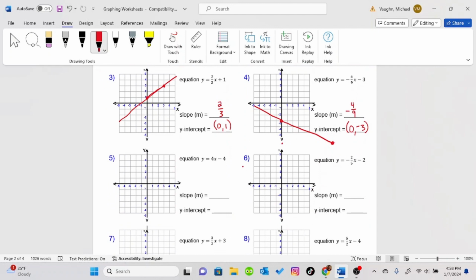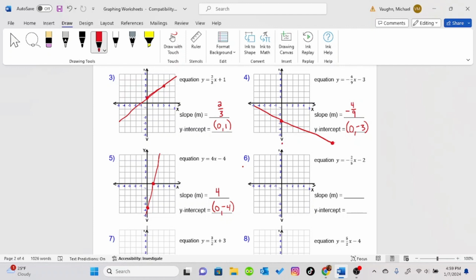Number 5, the y-intercept. We have -4 by itself. So the y-intercept is 0, -4. We go to 0, -4 and put our point. The slope is 4. So this tells us to go up 4 over 1 and put our second point. And now we draw the line that connects, and we have our graph.